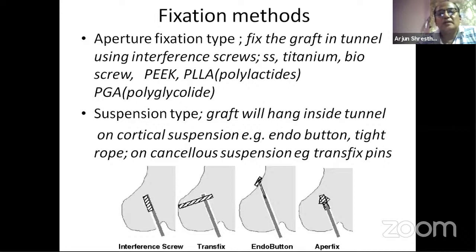The newer method, not that recent but in the last few years, is suspension fixation, where the graft hangs inside the tunnel on cortical suspension or cancellous suspension. For example, the Endobutton and TightRope for cortical suspension, and transfix pins for cancellous suspension.